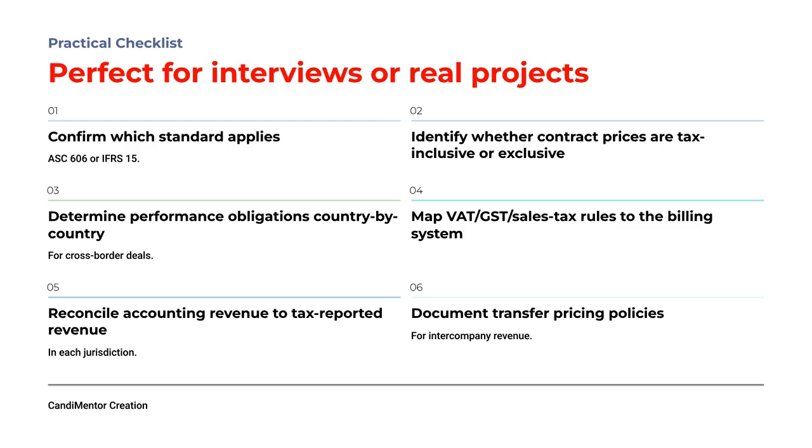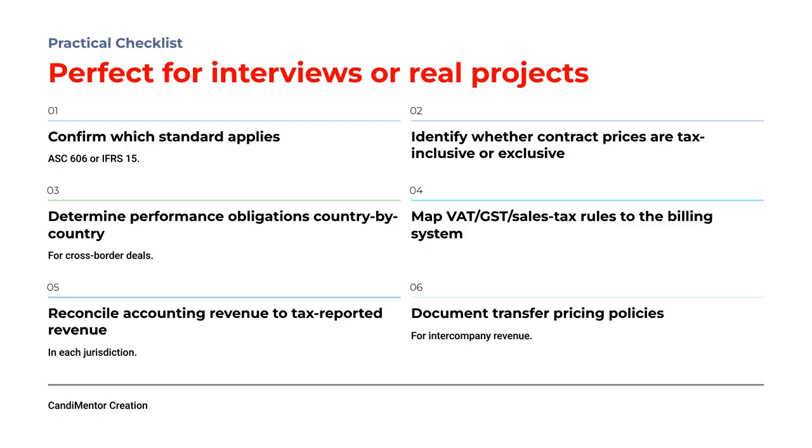Practical checklist. Perfect for interviews or real projects. 1. Confirm which standard applies. ASC 606 or IFRS 15. 2. Identify whether contract prices are tax-inclusive or exclusive. 3. Determine performance obligations country by country for cross-border deals.